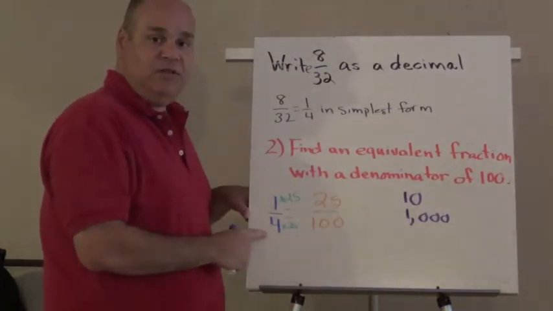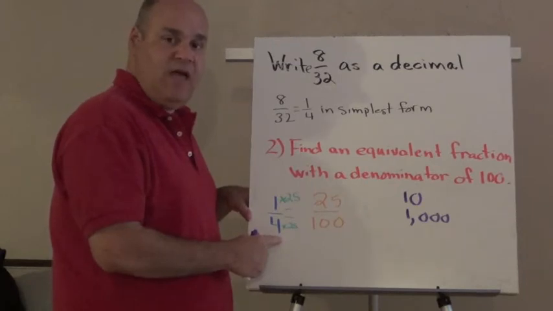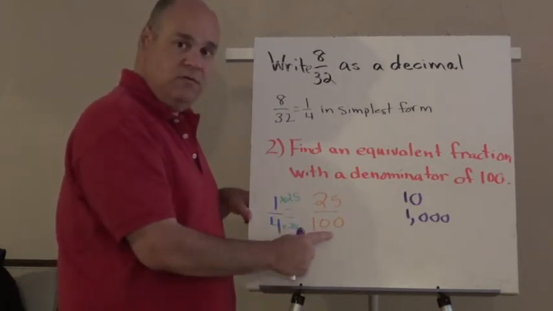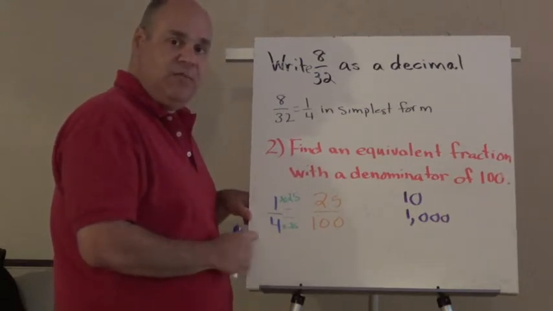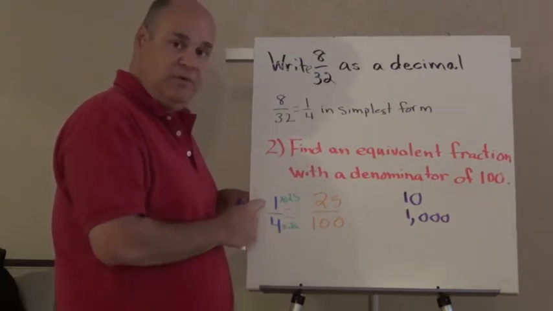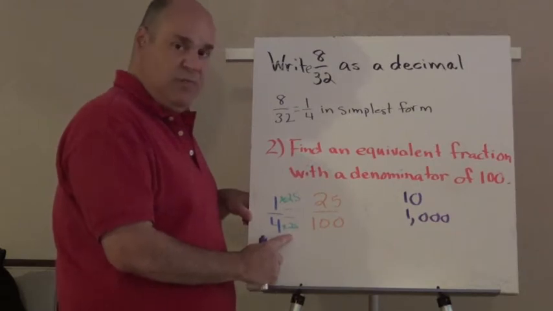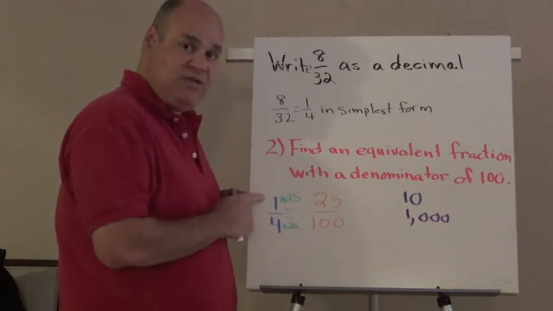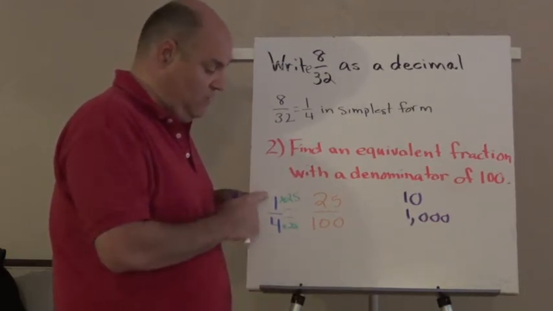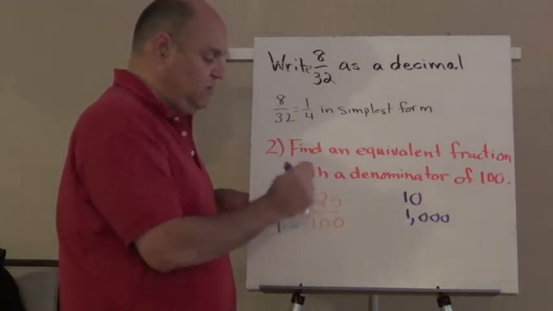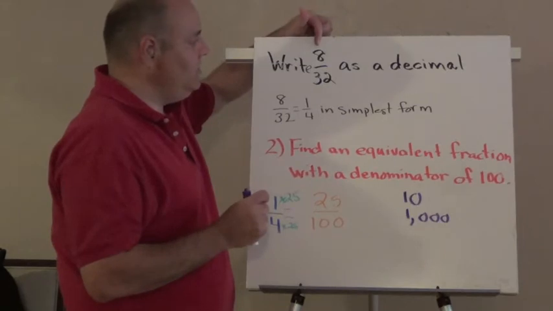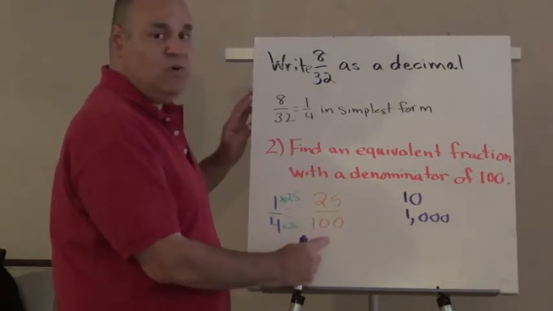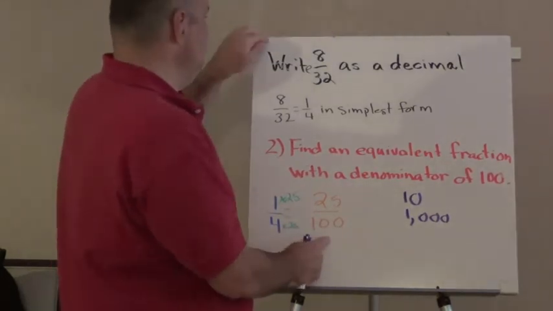I know that if I multiply 4 by 25, I will reach 100. We talked about finding equivalent fractions. Whatever we do to the bottom number, we must do to the top number. So if I multiply the bottom number by 25, I must multiply the top number by 25. 1 times 25 is 25. So my equivalent fraction for 8/32 is 25 hundredths.